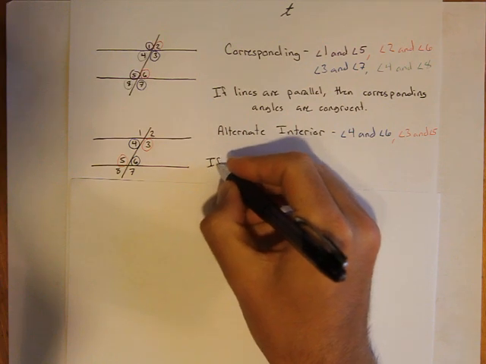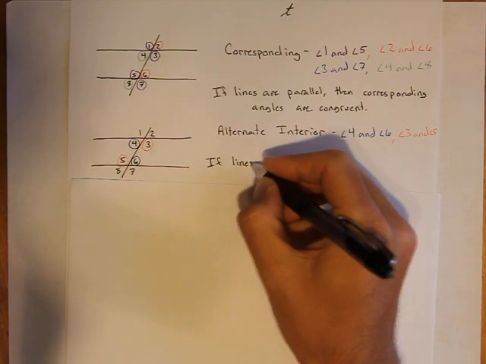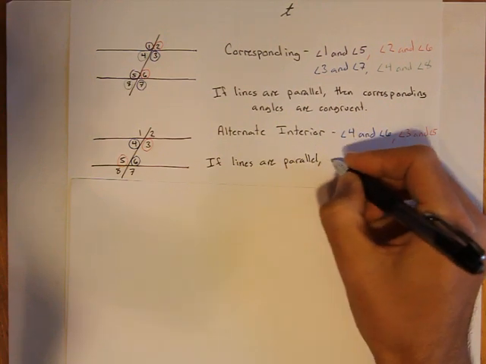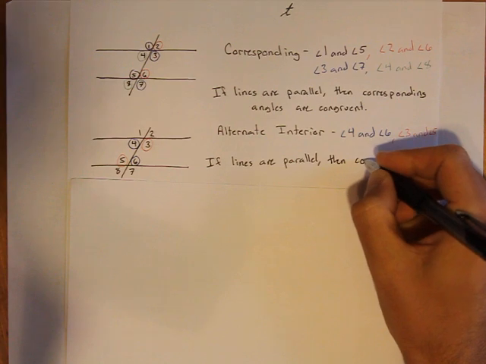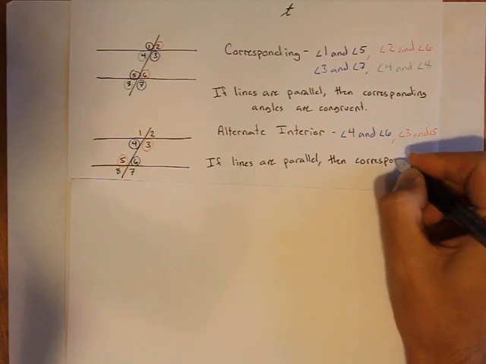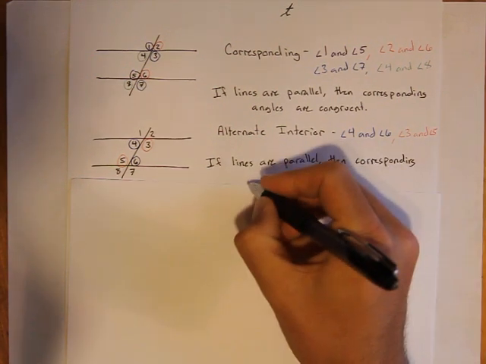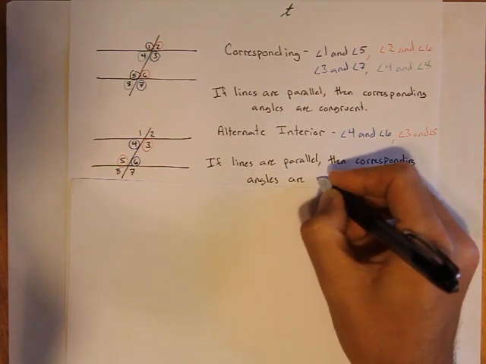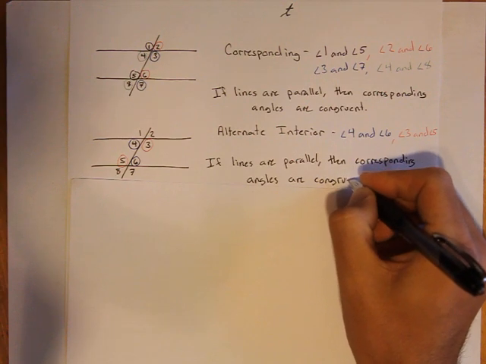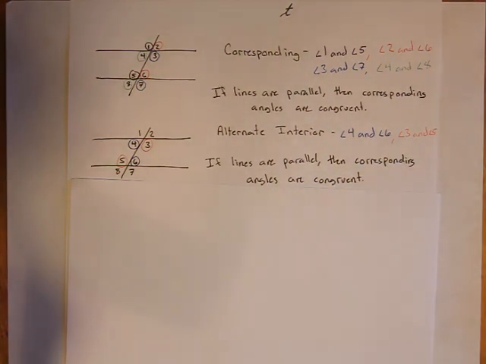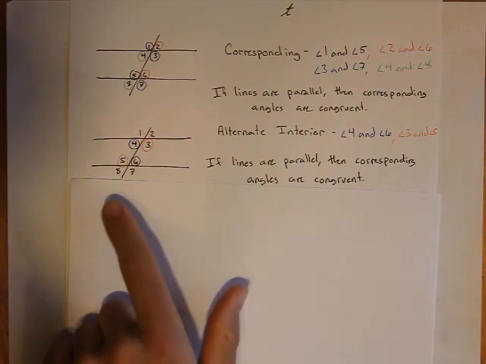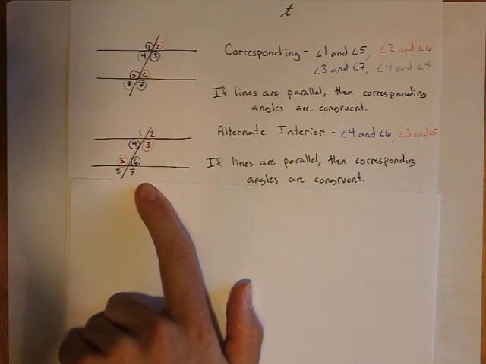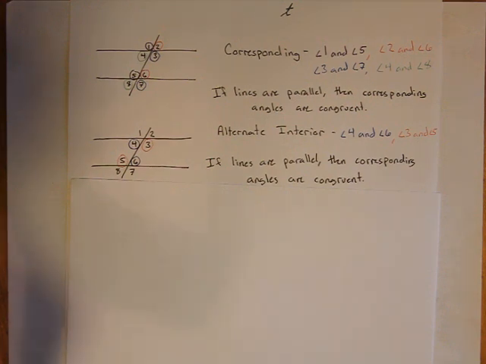I can say that if lines are parallel, then corresponding angles are congruent. Right? So alternate interior, opposite sides of the transversal, that's the alternate part. Interior, inside the parallel lines.